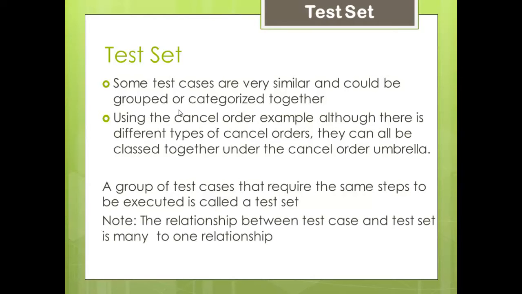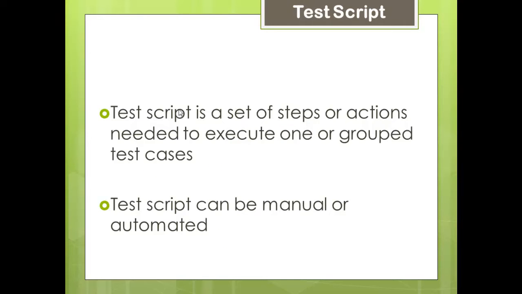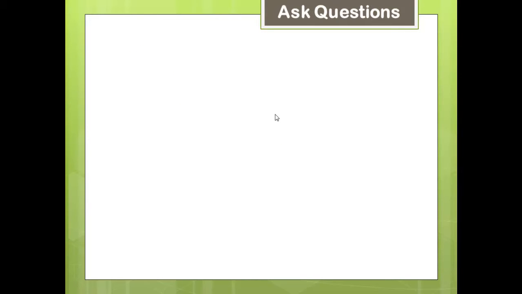So the relationship between a test case and a test set is many-to-one. There are many test cases in one test set. Okay? A test script. Basically, a test script is a set of steps or actions needed to execute your test case, or a group of test cases that are similar, meaning our test set. Your test script can be manual or it can be automated.